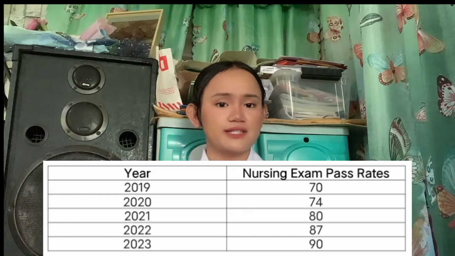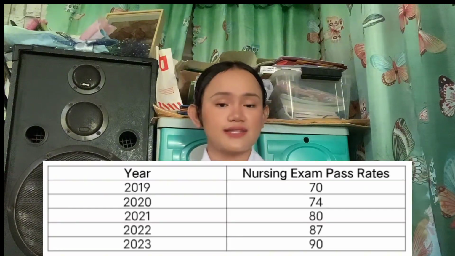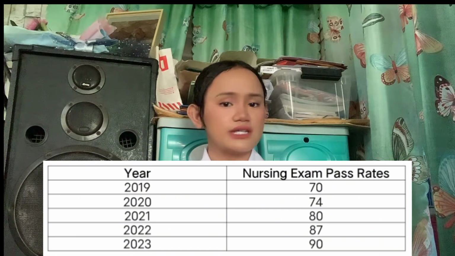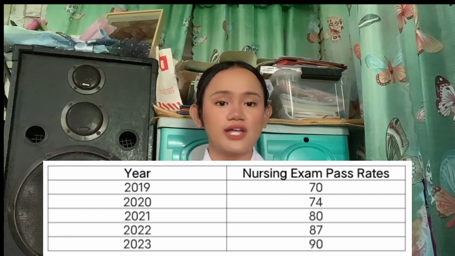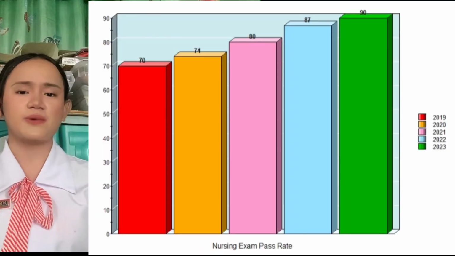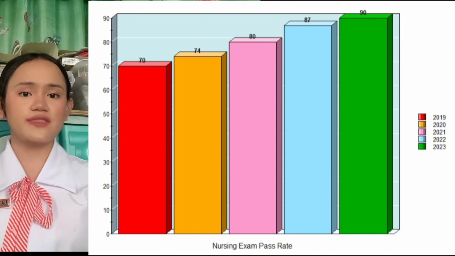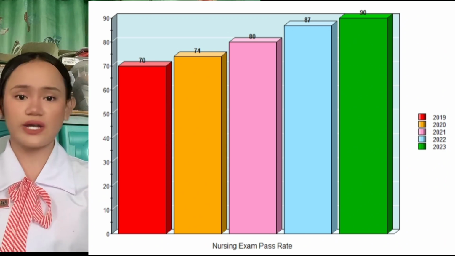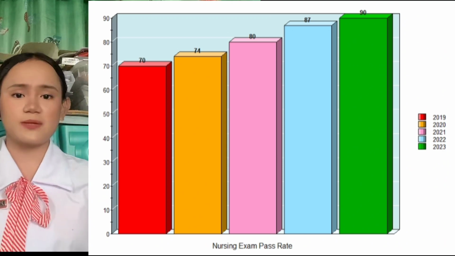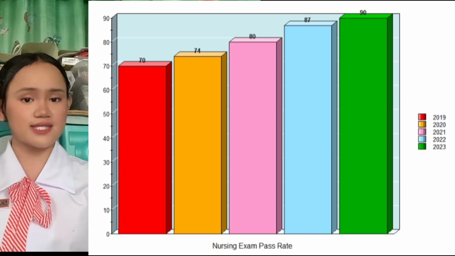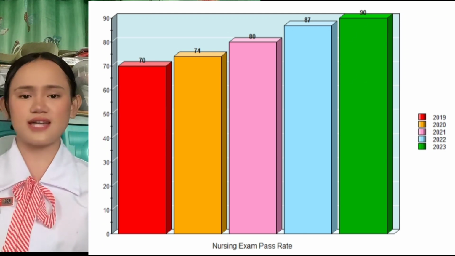The pass percentage for nursing exams from 2019 to 2023 is presented in example 2. The 5 categories are 2019, 2020, 2021, 2022, and 2023. The bar chart reveals that the highest pass percentage is in 2023 with a 90% passing rate, and the lowest pass percentage is in 2019 with a 70% passing rate. The annual percentage of nurses passing their exams appears to be rising steadily.